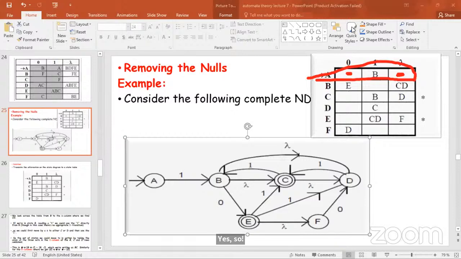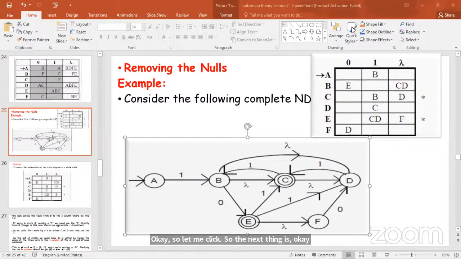Okay, so let me clear. So the next thing is, how do we go about the next one? You are now on state B. Now pay close attention to how we read B so that it will be quite easy for you. Now you are at state B, you read a 0. Where do you go to? E. So this is where you have your E.